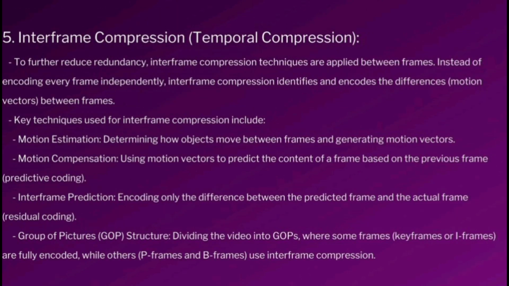Inter-frame compression. To further reduce redundancy, inter-frame compression techniques are applied between frames instead of encoding every frame independently. Inter-frame compression identifies and encodes the difference between key frames. Key techniques used for inter-frame compression include motion estimation, determining how objects move between frames and generating motion vectors; motion compensation, using motion vectors to predict the content of a frame based on the previous frame; inter-frame prediction, encoding only the difference between the predicted frame and the actual frame; and group of pictures, dividing the video into GOPs where some frames are fully encoded while others use inter-frame compression.